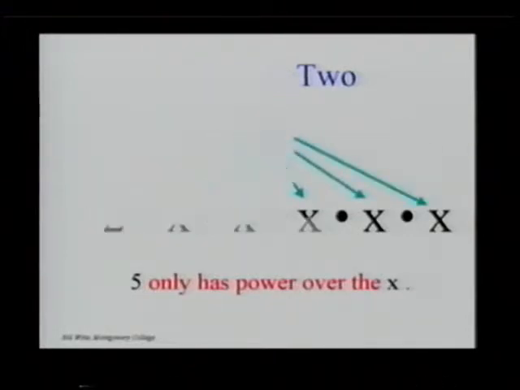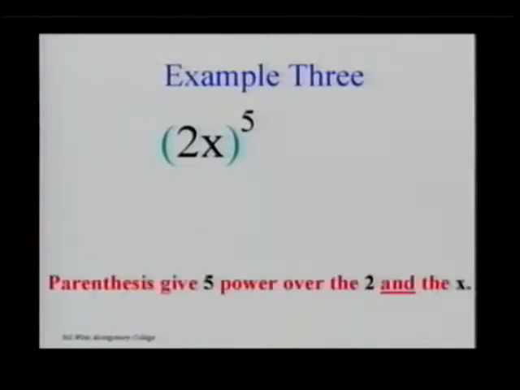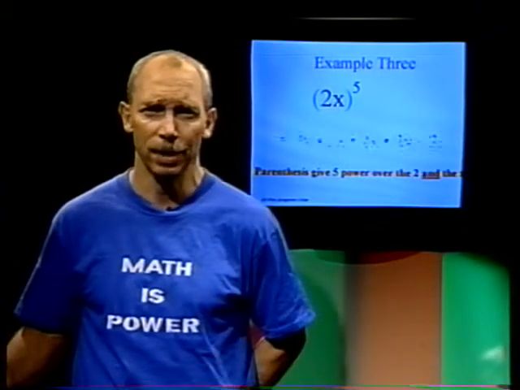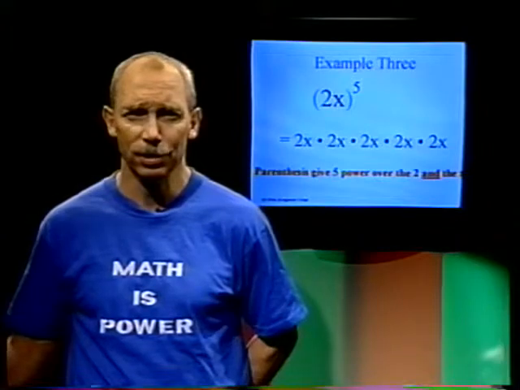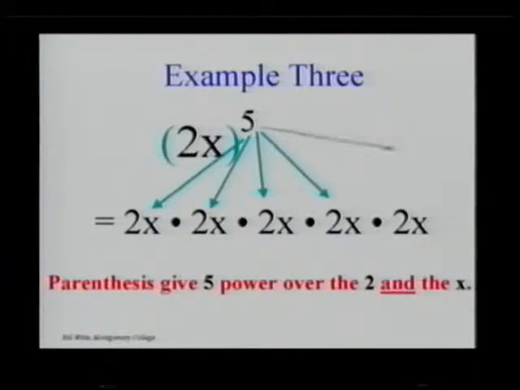Now, if we change that just a little bit and put the 5 outside of parentheses, now the 5 has power over the 2 and the x, because the order of operations tells me, first of all, to do what's in parentheses first. So in this case, it completely changes the answer. We're going to have 5 2s and 5 x's. Okay, just a little review.